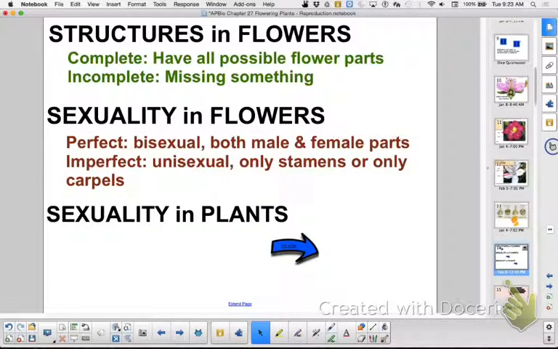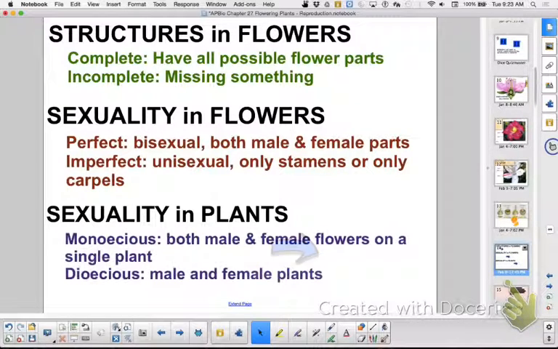So this is sexuality in the flower. A perfect flower has male parts and female parts. An imperfect flower has only one or the other. Now this is sexuality in a plant. Whose turn is it? Slate or blue? Slate, go ahead. Monoecious, dioecious.